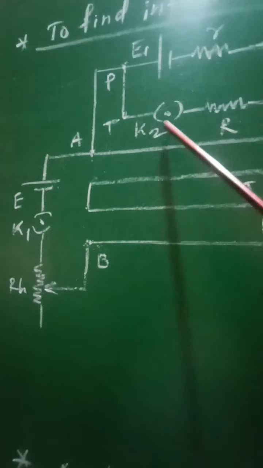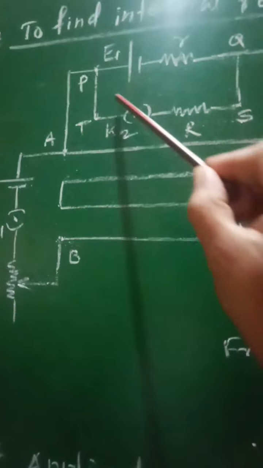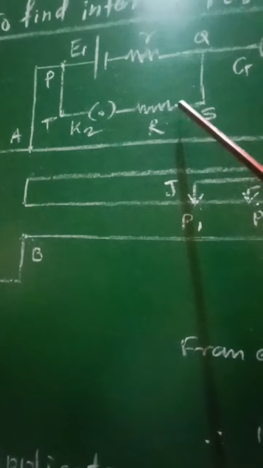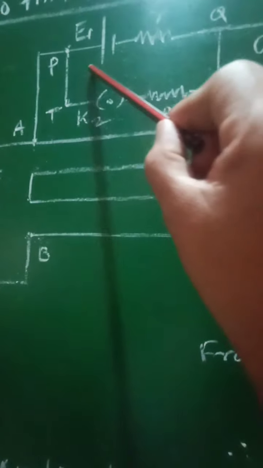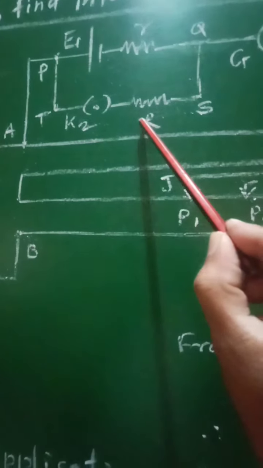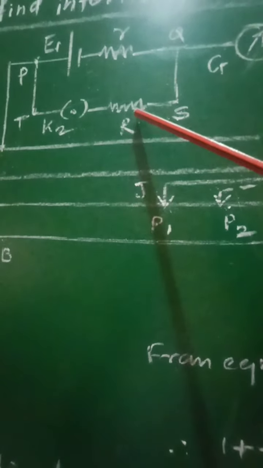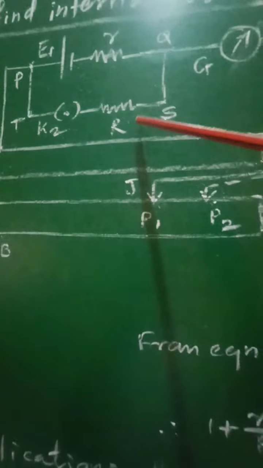Now in the second stage, both the keys K1 and K2 will be closed. Now as soon as this key K2 is closed, some part of that current will pass through this resistance box R. So in this case, the currents are flowing through cell of EMF E1 as well as the resistance box R, and therefore now again a proper value of this resistance from the resistance box is taken, that is some value R of the resistance from this resistance box will be introduced in the circuit.